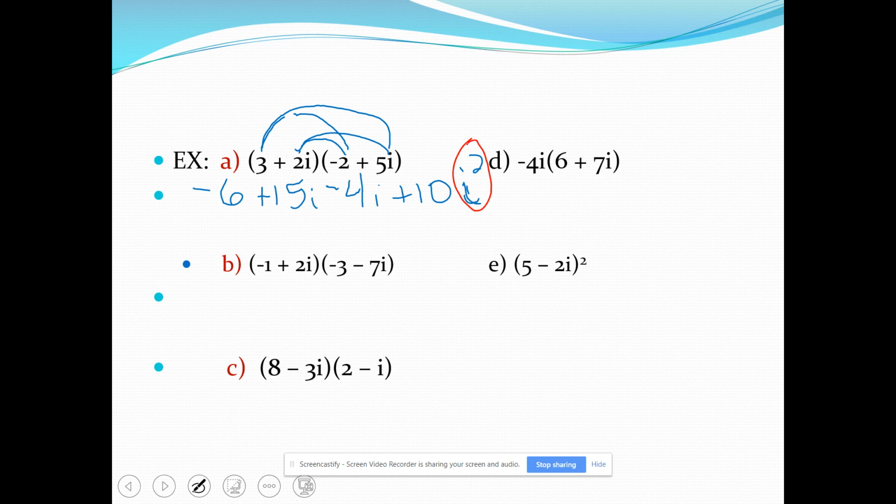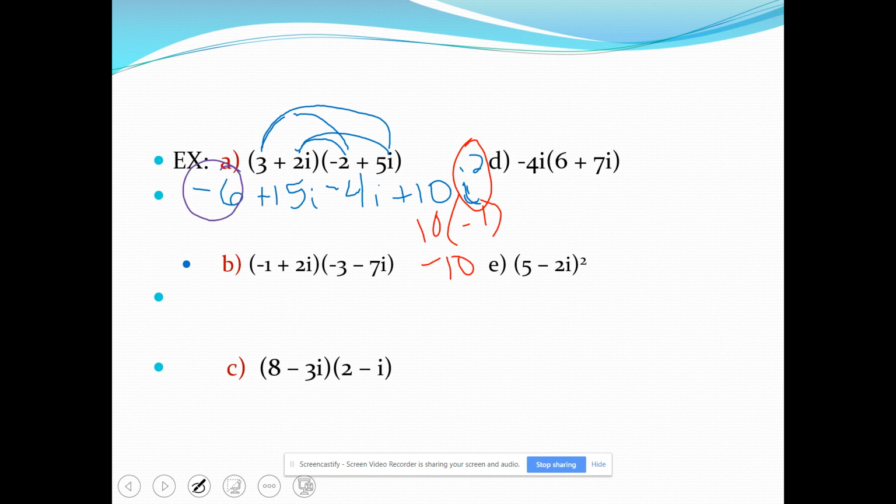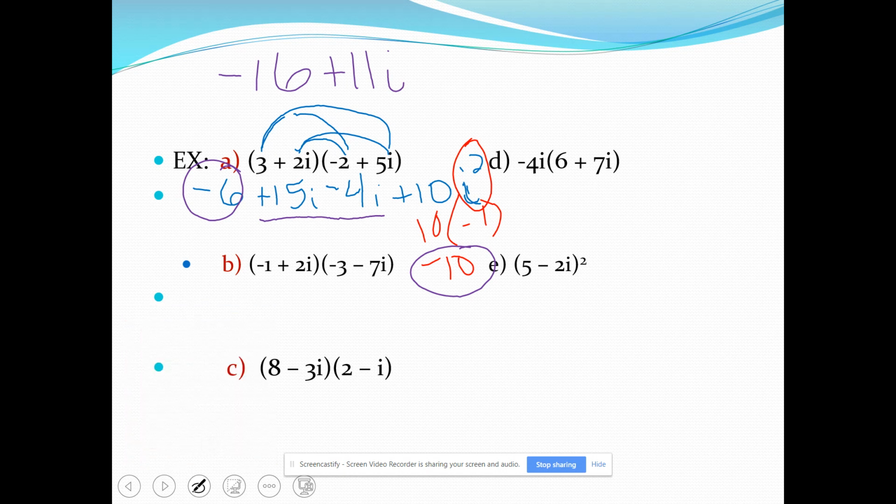So there I see that i squared, which means the end of this is really 10 times -1, which is -10. That makes our like terms the -6 and the -10, which is -16. And then 15i minus 4i is positive 11i. I know that this is in standard form because i is at the very end.